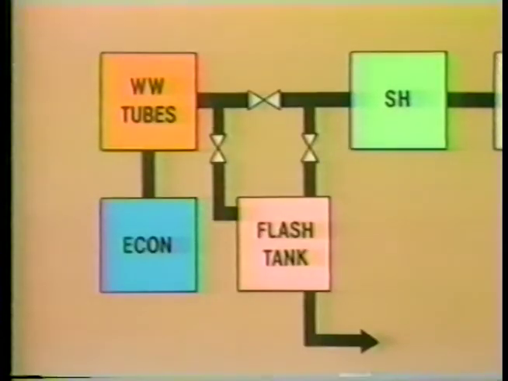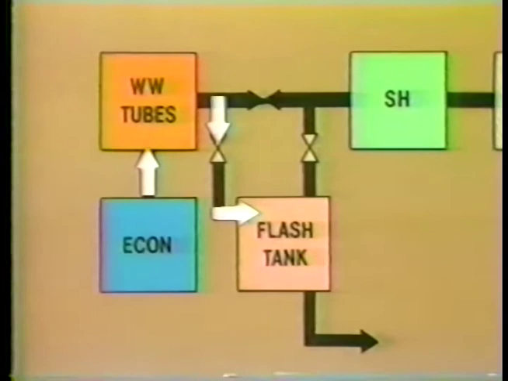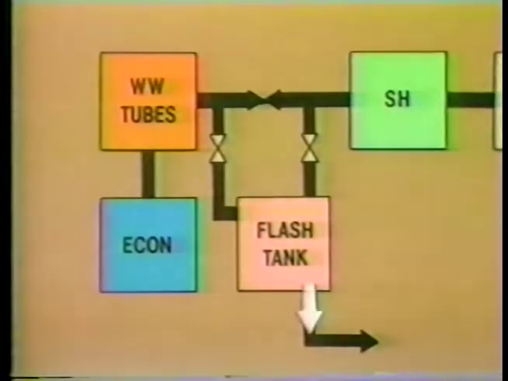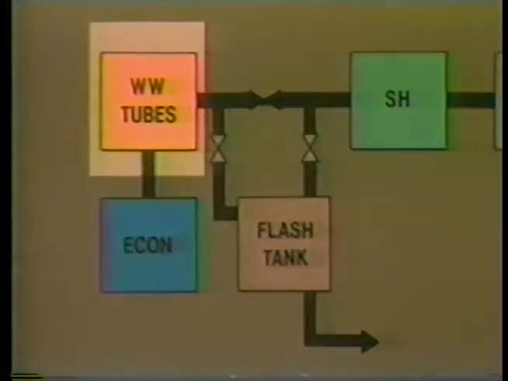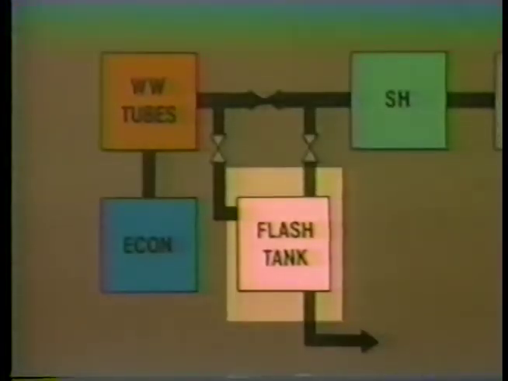In preparation for startup, the control valve between the water wall tubes and the primary superheater is closed, and the isolation valves on either side of the flash tank are opened. Water is directed from the economizer and water wall tubes to the flash tank. Excess water is drained from the flash tank to the condenser. As the operator increases the firing rate, a steam water mixture forms in the water wall tubes. This mixture is directed to the flash tank.